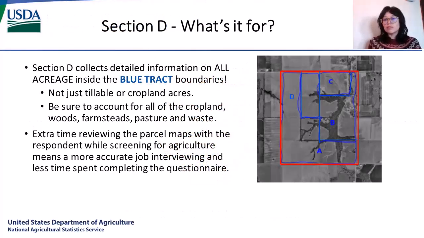So what is Section D for? Section D is designed to be a recording form for the tract acreage within the area land segments. It accounts for all the acres inside the blue tract boundaries, as shown on this example segment. We then use the tract acreage to set estimates of crops and land usage for the upcoming June acreage report. And for that reason, it's important to take a little extra time to review the parcel maps with the tract operators while you're interviewing them. This is to ensure that you have this section completely correct.